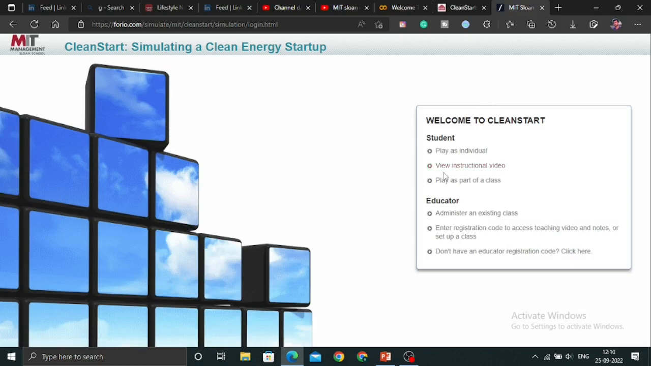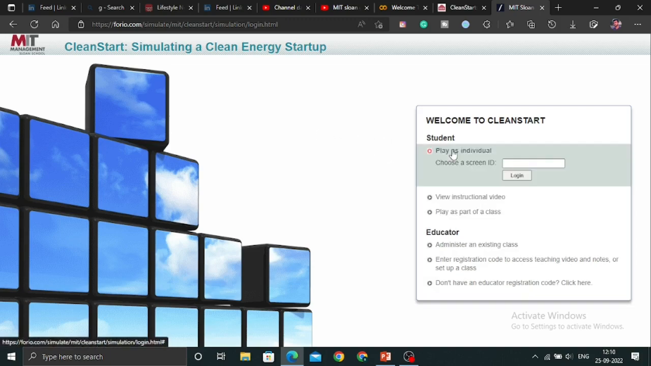Basically this game is also played as a part of class, but we are not here to play as a part of class. If you are in college, then your faculty will set some IDs and passwords, and you can log in as part of the class and play. Now we will play as an individual. To play as an individual, we can simply click on play as individual.